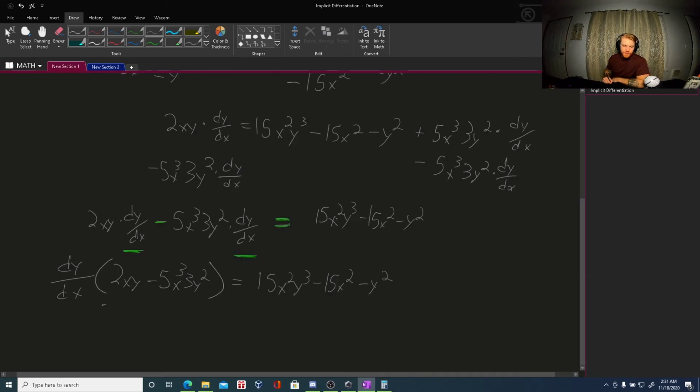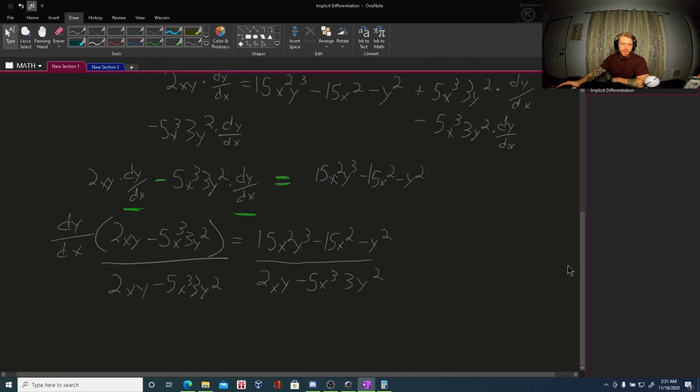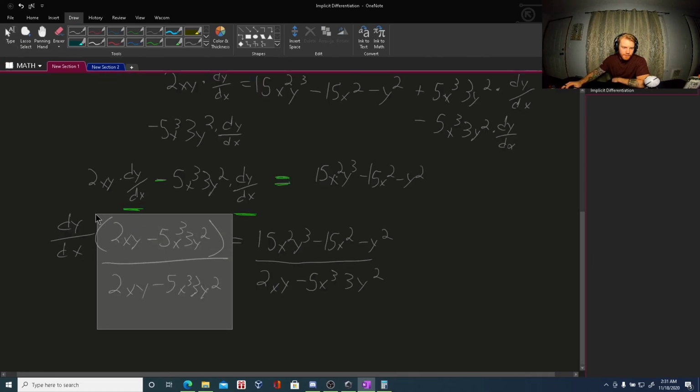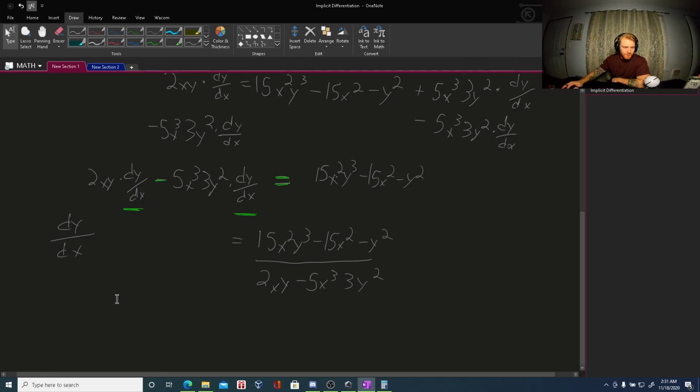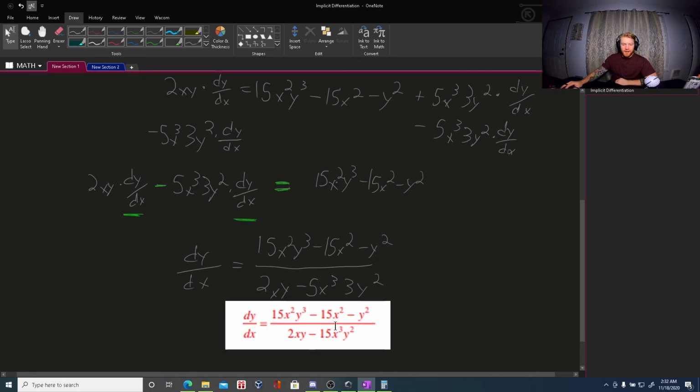And let's just do the final thing we need to do here. Divide 2xy minus 5x cubed 3y squared from both sides. I'm not going to write that again. I'm just going to make this look pretty. Pen and paper might be a different story. Technology is amazing. Cool. So let's check that, yeah, and we got it.